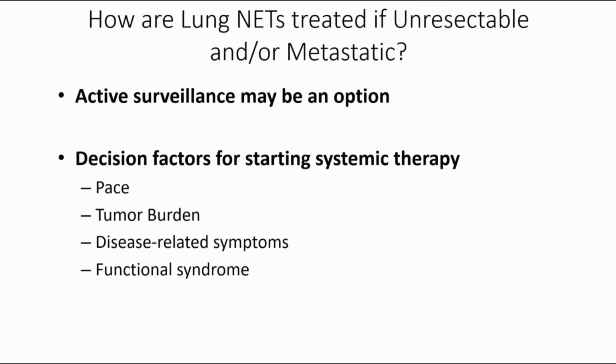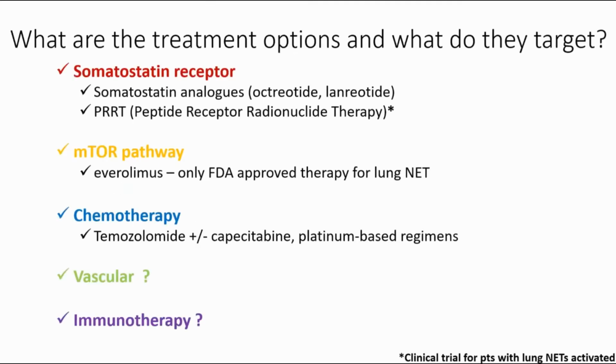If we have older scans to compare to, we're looking at the tumor burden. Are any organs at risk where we need to start treatment more quickly? With the patient in front of us, what symptoms do they have? How are they feeling? And then, of course, we know that sometimes functional syndromes can occur where the tumor is secreting hormones, and that may push us to start treatment rather than surveillance.